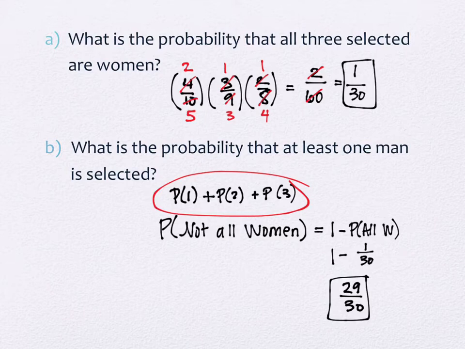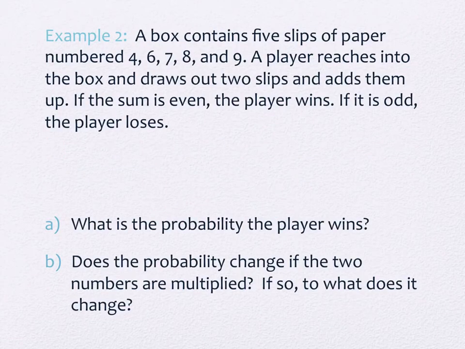Okay, let's do another example. We could do a tree diagram on this, but I also want to show you places where with tree diagrams you have another option besides just a tree diagram, and this is a good one to do that. All right, so instead of our box containing people's names, we've got a box that contains slips of paper. The slips of paper are numbered 4, 6, 7, 8, and 9. And a player reaches into the box and draws out 2 slips of paper.